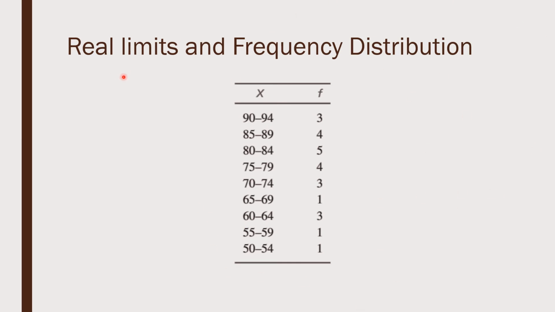We're looking at the real limits here. So in this case, if 54 is something that you get, 54 would belong to the first class interval. If you're getting 55, then it would belong to the next class interval. I hope it's making sense so far.